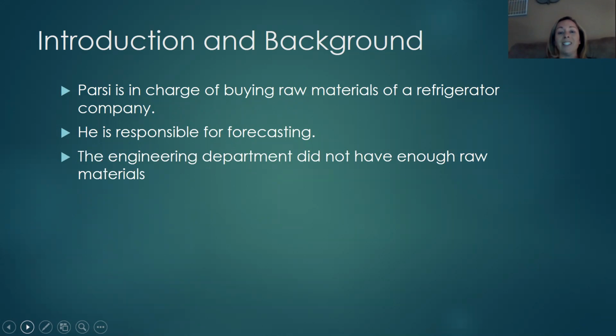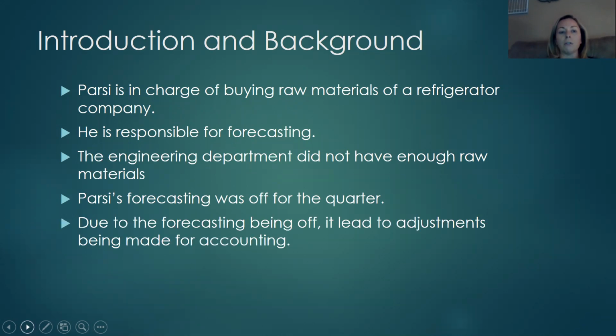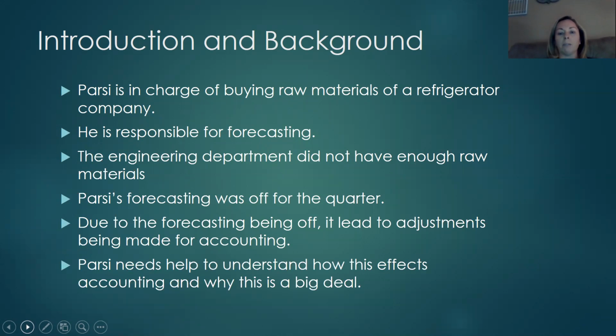The engineering department didn't have enough raw materials when they went to make the refrigerators for this last forecasted period. So the forecasting that Parsi did for the quarter was way off. So we're going to figure out why that happened. And due to that forecasting being off, it led to adjustments needing to be made for accounting. So Parsi's having a hard time understanding why it's a big deal for the accounting department, and understanding for the future how to make those adjustments to not have this problem happen again.